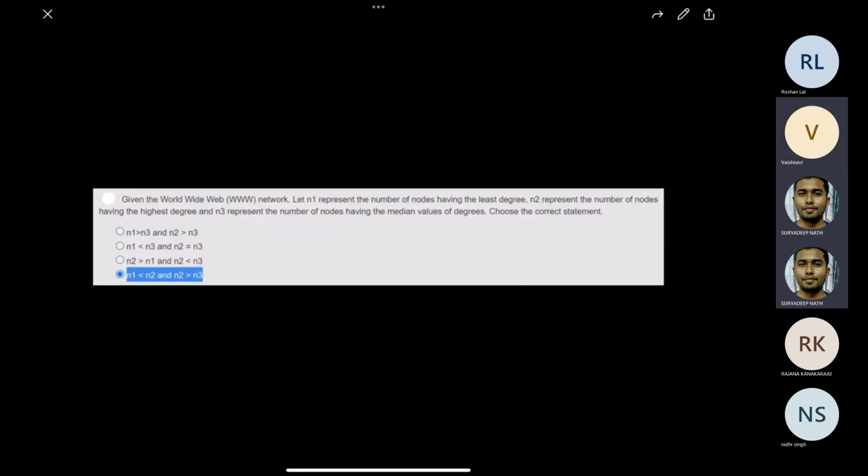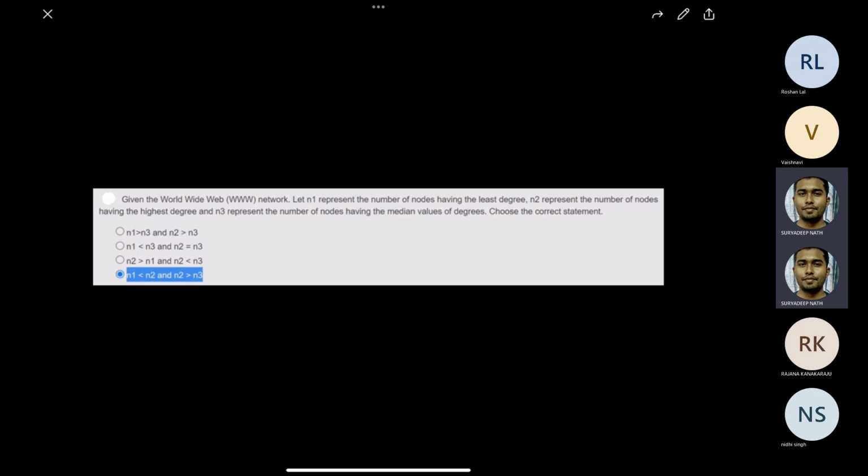In the World Wide Web, let N1 represent the number of nodes having the least degree, N2 the number of nodes having the highest degree, and N3 the number of nodes having the median value of the degree. Choose the correct statements. N1 is least degree.